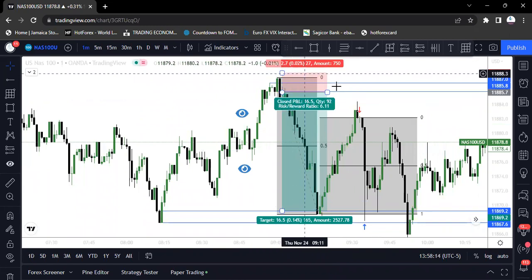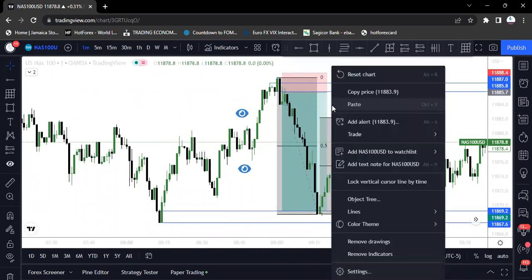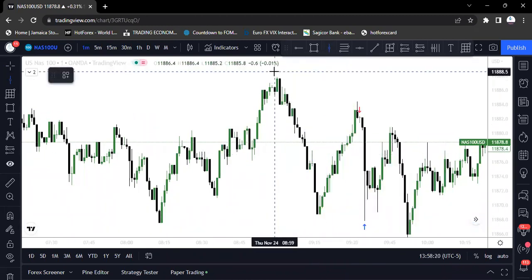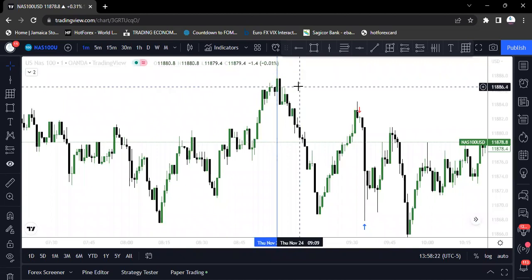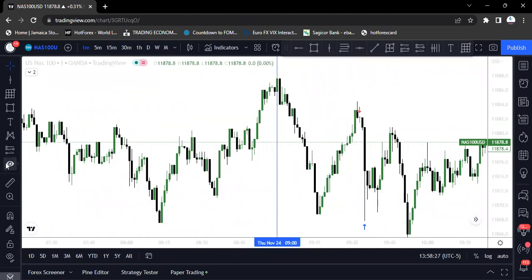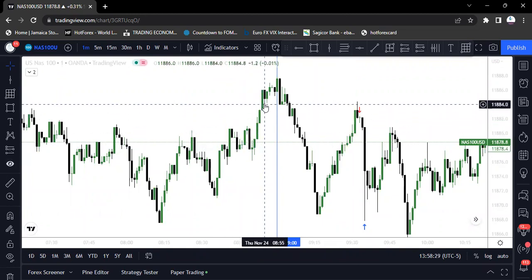So let's play. Let us play. I'm going to delete all the drawings and let's play. This is not financial advice. This is not drawn to scale. It is simply for entertainment.